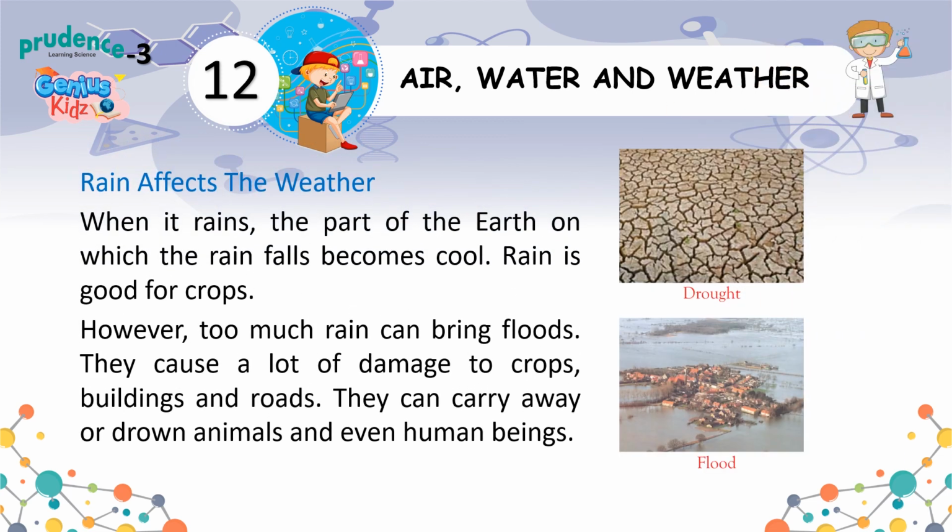Rain affects the weather. When it rains, the part of the earth on which the rain falls becomes cool. Rain is good for crops. However, too much rain can bring floods. They cause a lot of damage to crops, buildings and roads. They can carry away or drown animals and even human beings.